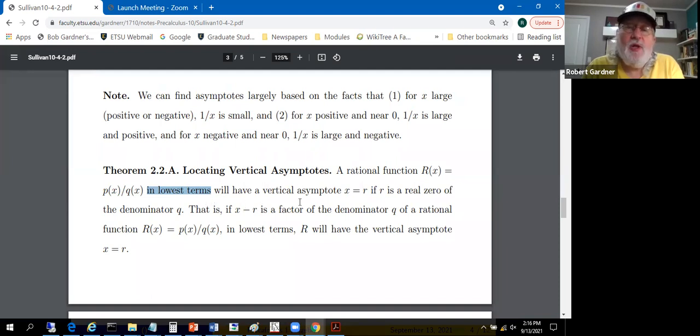Such a rational function will have a vertical asymptote x equals r if r is a real zero of the denominator q once the thing is put in lowest terms. That is, if x minus r is a factor of the denominator q in the rational function p of x divided by q of x in lowest terms. So vertical asymptote will be x equals r in that case. So we'll deal with these by factoring numerator and denominator, canceling common terms with care, and then seeing where the denominator is 0.